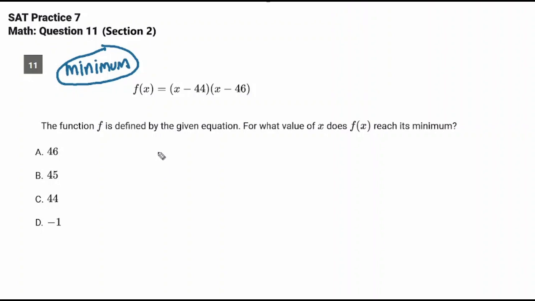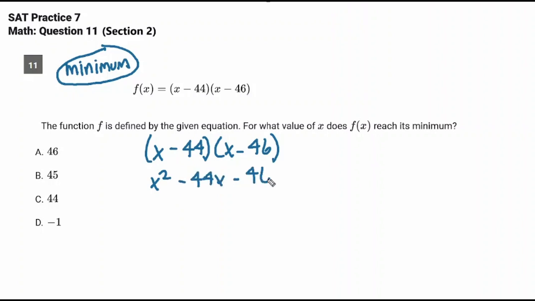First thing you've got to do is look at that function and say, hey man, I've got to FOIL that out. So it's x squared minus 44x minus 46x. And then it's going to be minus times minus plus, this is calculator math, 2024.